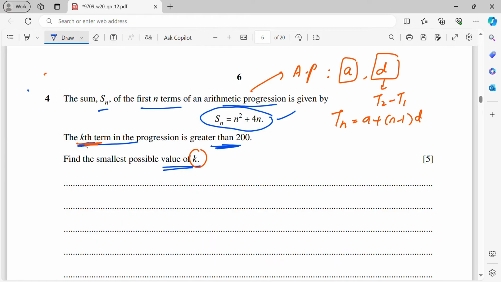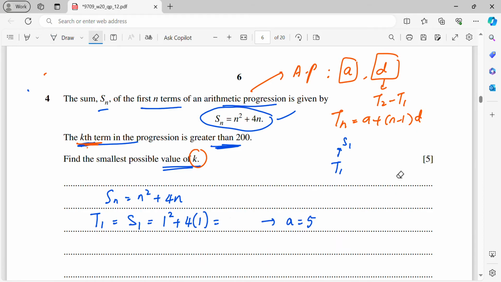So now you are given Sn is n squared plus 4n. The first term T1 is the same as S1. So you replace the n by 1 here, which is 1 squared plus 4 bracket 1. This is 5. So I will say A is 5, because my first term is A.